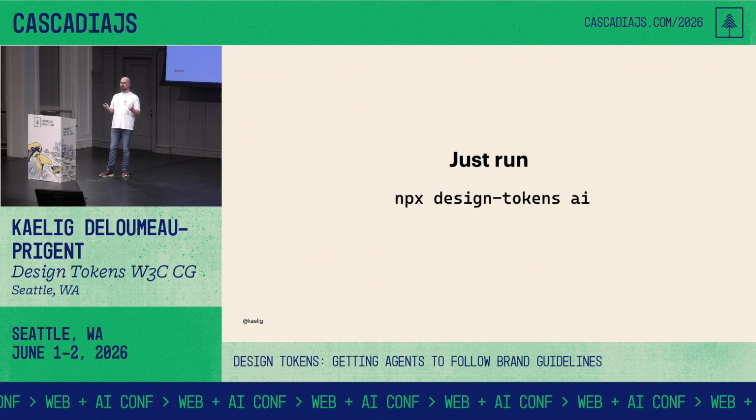And the good news is all you have to do is run npx design tokens AI, and it sets up your entire development environment, and that is not at all how it works. In fact, a lot of teams are right now investing a lot of money into trying to figure out how they're going to get agents to build their applications that follow their brand guidelines. And it's tough. And I was on one of those teams until recently, and it's not easy. It takes a lot of effort.